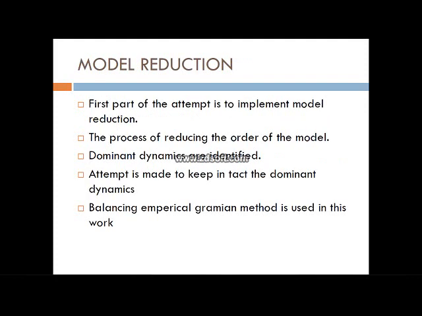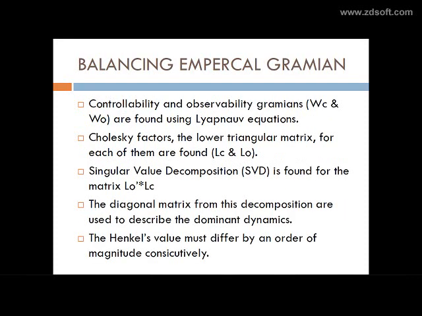First part of this attempt would be model reduction, in which order of the states are reduced so that the control strategy can be applied. Among various model reduction techniques, balancing empirical Gramian method is used in this attempt. Controllability and observability Gramians are found using Lyapunov equations. Their Cholesky products or Cholesky factors of the lower triangle matrix are obtained for the controllability and observability Gramians.